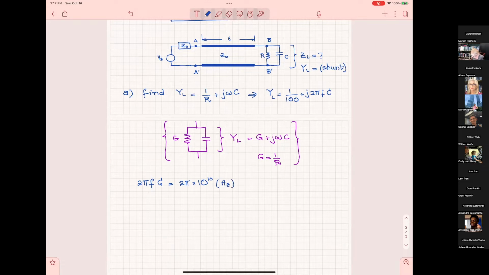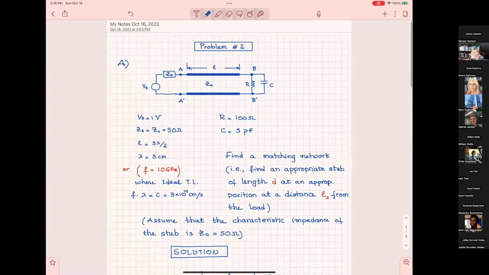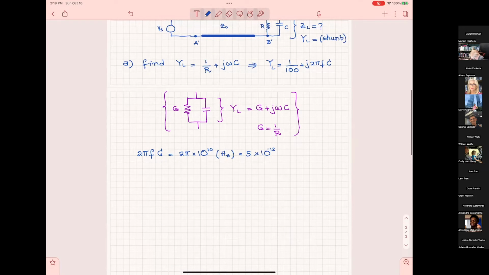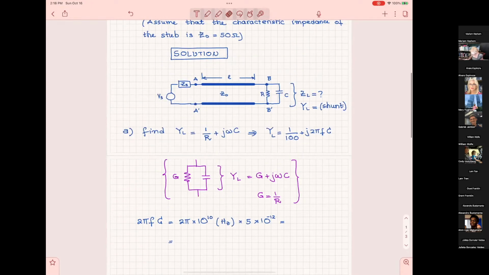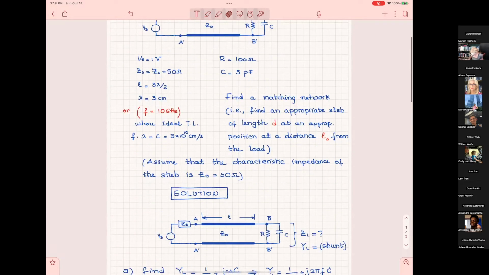And times C, which is 5, 10 to minus 12. I have to make it higher, so I'll make that 15. Okay, 15, just to be a decent number. 2 pi 10 to the 10th, 15, 10 to minus 12, and therefore, no, I apologize, I will keep it 5. Okay, 5 was a good number. I'm trying to find an easy number here.